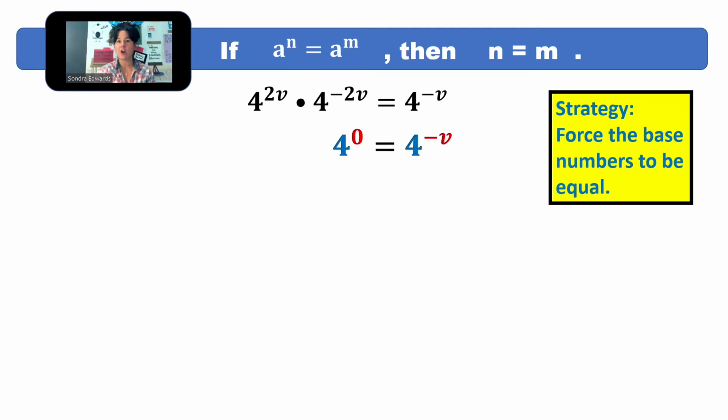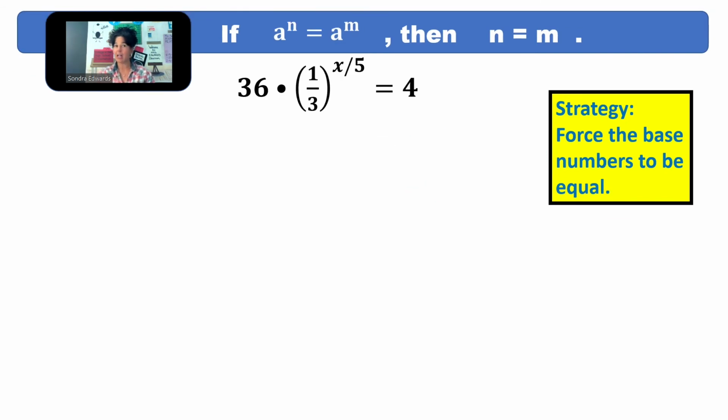Those bases are now matching, right? We have 1 power equals 1 power, not multiple powers. Don't just start dropping those 4's off like crazy. Okay, 1 power to 1 power, set the exponents equal. 0 equals negative v. Divide both sides by negative 1 and v equals 0.